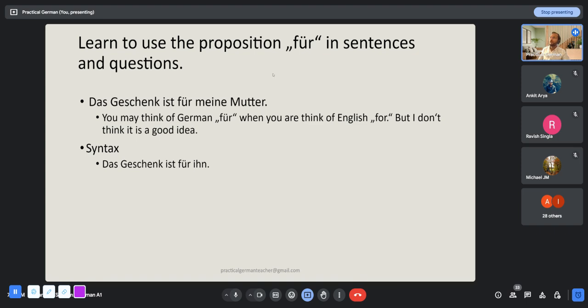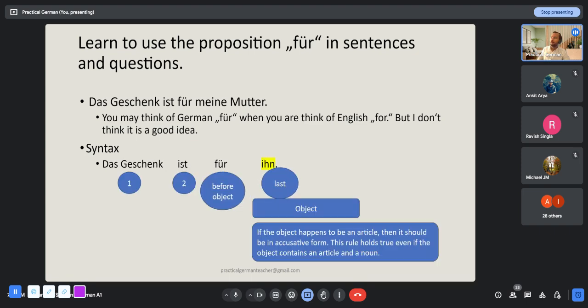Now I am telling you, whenever you see für in a sentence, after für you will normally have some kind of a noun or a pronoun that will be in accusative case. So if here I'm saying "Das Geschenk ist für ihn", and ihn is nothing but the accusative form of er, which means he. By logic, by common sense, it means the gift is for him, and if you want to say him, you will have to say ihn. So after für, whatever you have will be in accusative form.